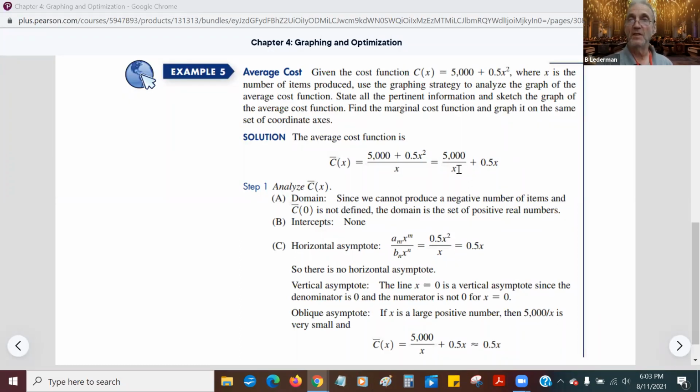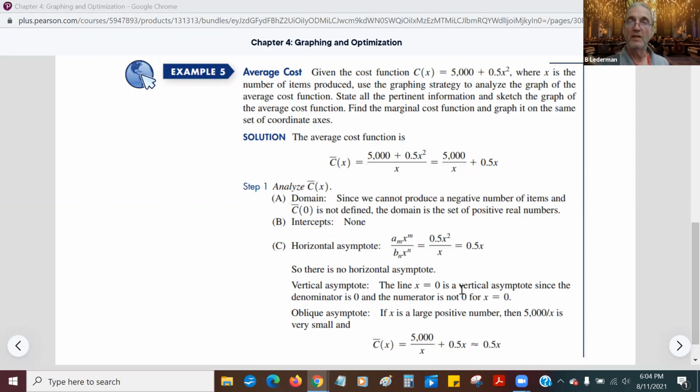The domain of this obviously is everything except for x equaling 0, because that doesn't work. There are no intercepts. I can't have x equals 0, and I can't have y equal 0, because the top of this fraction can never equal 0, so there's no intercepts. Now the horizontal asymptote would be 0.5x, but there's no such thing as a horizontal asymptote like that. So there's no horizontal asymptote.